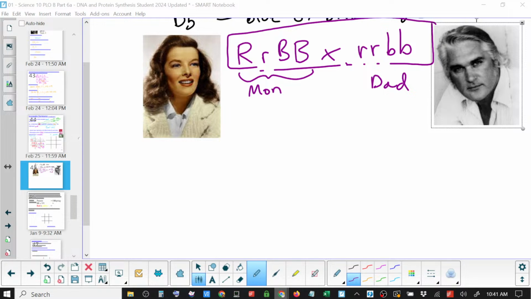You need both R and B. So if you look over here, in the middle, each child needs one hand and one arm, so everyone has to have a B.